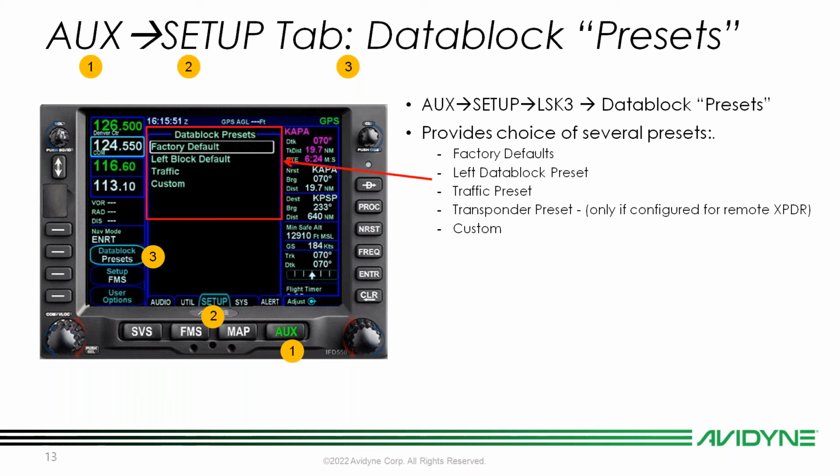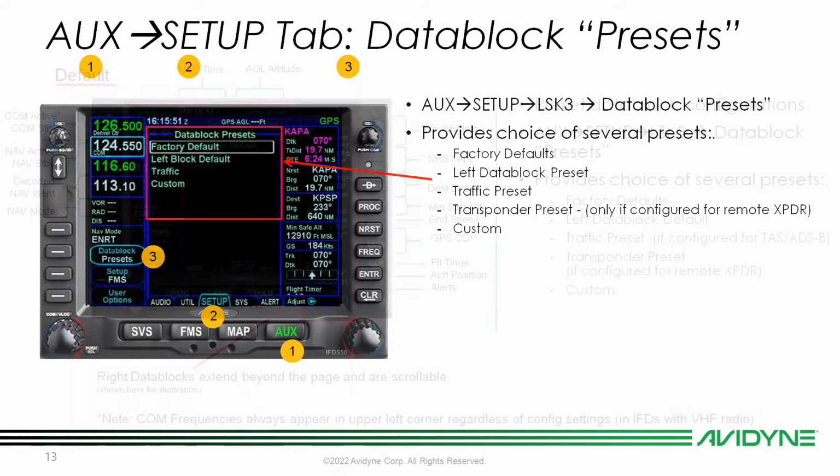Now, whether or not we have a remote transponder connected to our IFD, we will get an additional option, which is the transponder preset. Now, that's not going to be visible unless you have a remote transponder wired in and configured on your IFD. So if you have an AXP322, if you have a NGT 9000R, or any one of those remote transponders, you will then see a transponder preset. So here's what those are going to look like with our different types of presets.